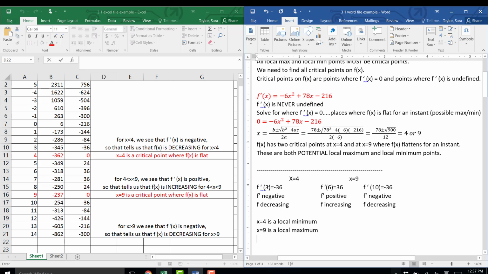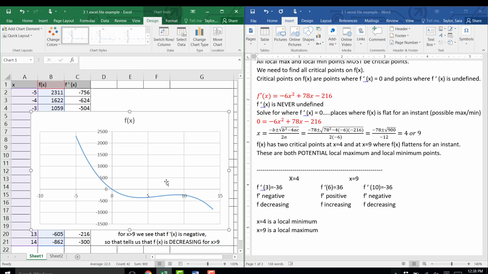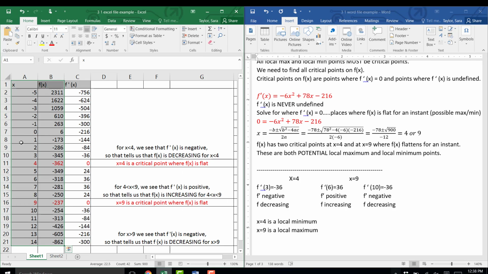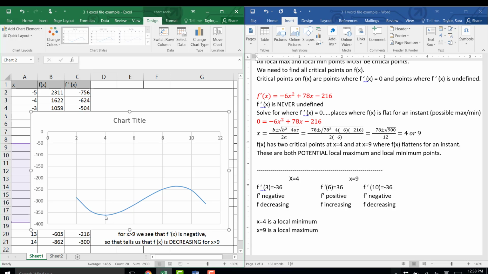So we should see a function f that goes down, reaches a little low point, goes up, reaches a high point, and then comes down again. And if we were to graph, I'm going to highlight these x's and f of x's and make a little graph. There it is. Here is x equals 4, the minimum, and here is x equals 9, the maximum. If you want to zoom in on that more, we could just maybe go from 2 up to 11. Just going to highlight those points only. You get a little bit more zoomed in part of the graph, a little more clear. X equals 4 is the low, x equals 9 is the high.